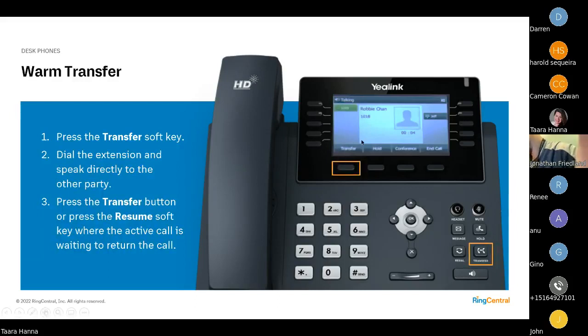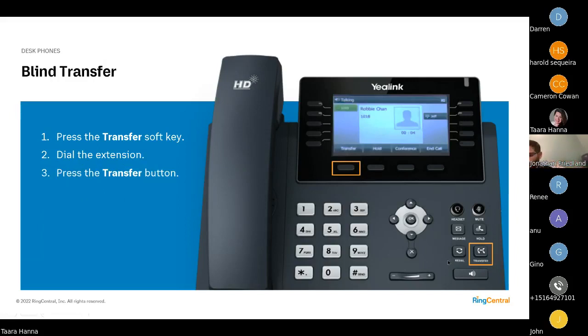Taking a look at each of those 3 steps, a warm transfer: while you're on a call, you just click the transfer button, either the soft key or that physical button here on the bottom right. Then dial the extension or phone number of the person you want to transfer to. In the meantime, we're going to place your other caller on hold while we call out to the person you're going to transfer to. You can have your conversation with them when they answer, and when you're ready to send that call to them, you just click that transfer button to send that call off.